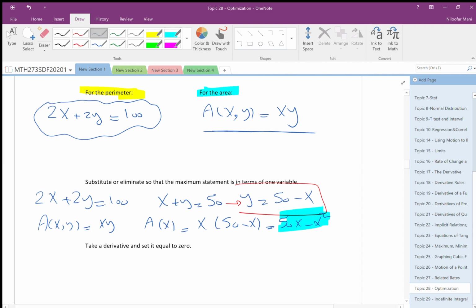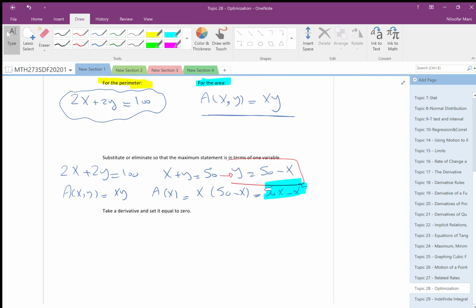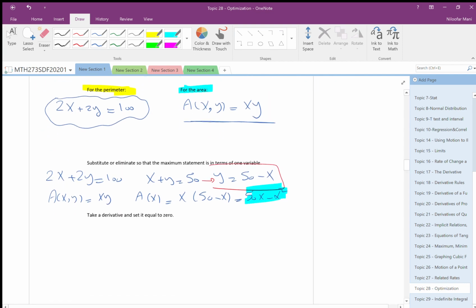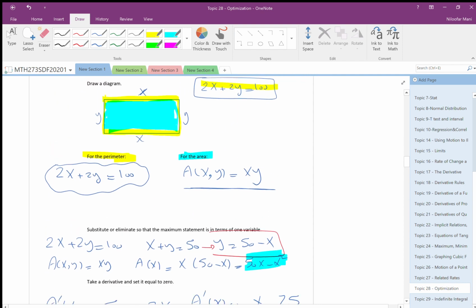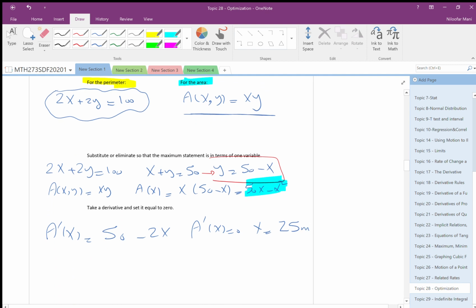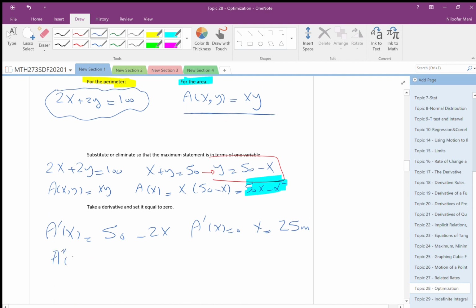Oh, perfect. So I take the derivative, because here I know. I take the derivative here and I see, okay, A prime x is 50 minus 2x. Then I put A prime x equals 0 and x is 25 meter. Yes, 25 meter. Okay, so then I find A double prime and I see A double prime is minus 2. A double prime is always negative, so A has a maximum at this point.